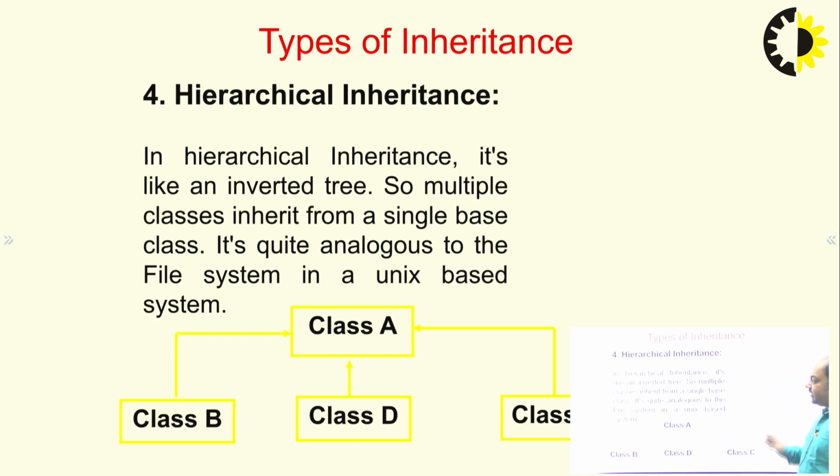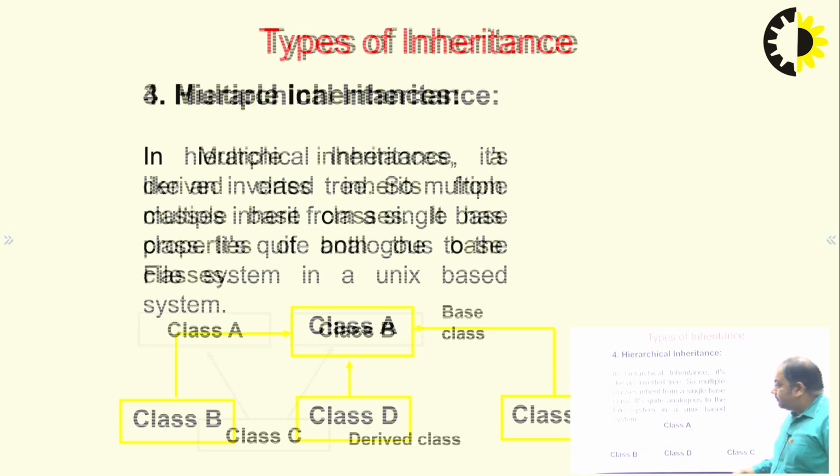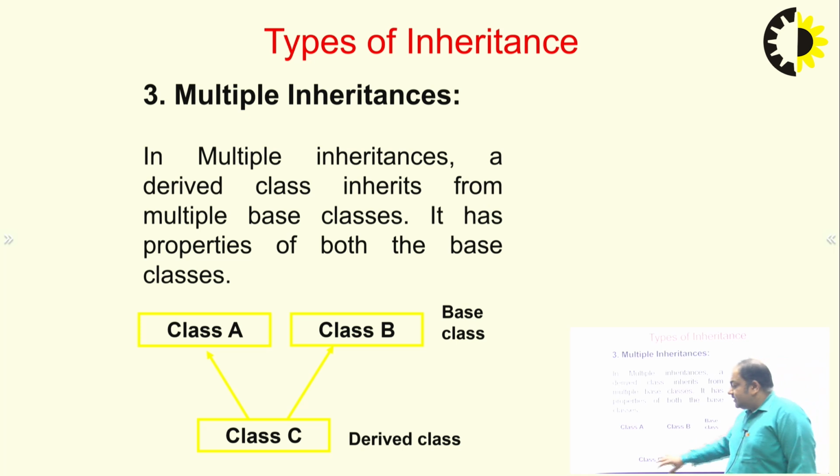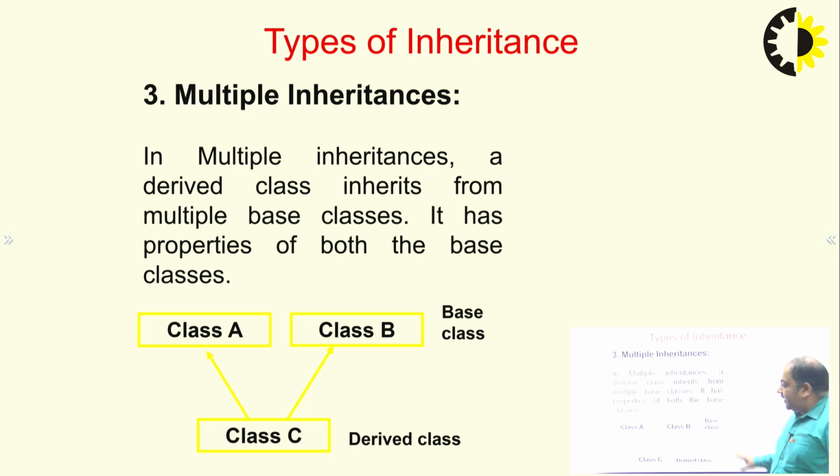Next is hierarchical inheritance, in which one base class has branches like trees. One base class A has 3 derived classes, which are B, C and D. Means one father or one parent has more than one child. So in hierarchical inheritance, the concept is one parent class has more than one child. In multiple inheritance, there is one child that has more than one parent.